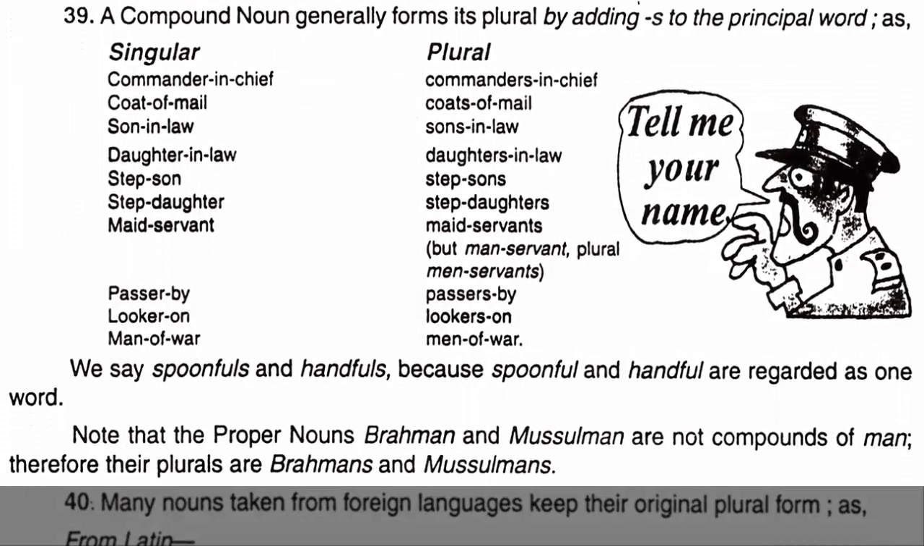A compound noun generally forms its plural by adding s to the principal word. As commander-in-chief, commanders-in-chief. Coat of mail, coats of mail. Son-in-law, sons-in-law. Daughter-in-law, daughters-in-law. Stepson, stepsons. Stepdaughter, stepdaughters. Maidservant, maidservants. But manservant, plural menservants. Passer-by, passers-by. Looker-on, lookers-on. Man of war, men of war. We say spoonfuls and handfuls because spoonful and handful are regarded as one word. Note that the proper nouns Brahmin and Musulman are not compounds of man. Therefore their plurals are Brahmins and Musulmans.